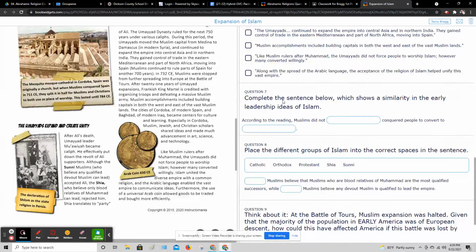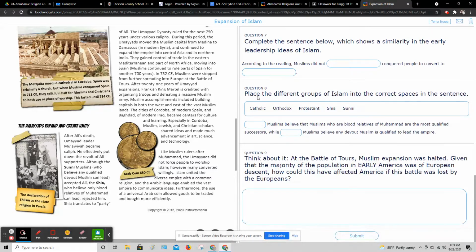All right, and then for number 7, we're going to complete the sentence below, which shows a similarity in the early leadership ideas of Islam. According to the reading, Muslims did not blank conquered people to convert to blank. So what did they do with conquered people? What did they not do to the conquered people?